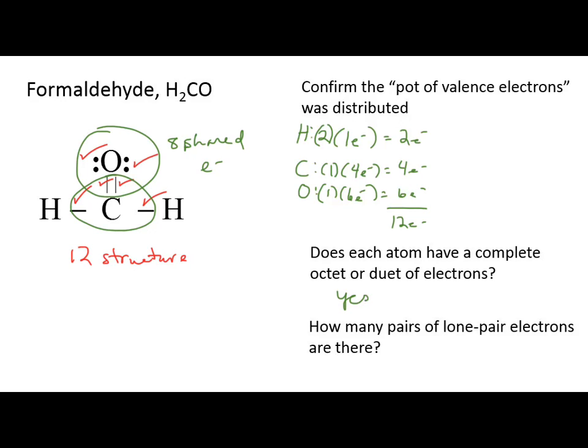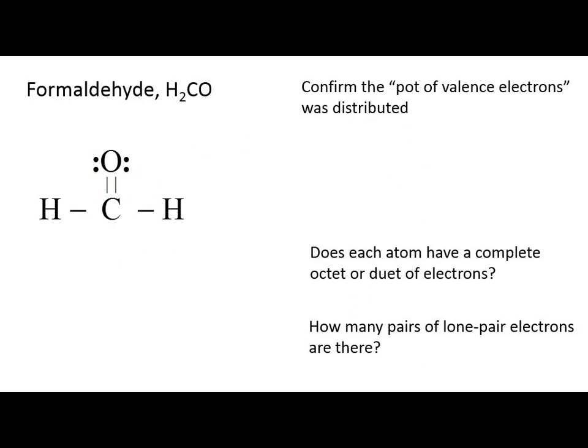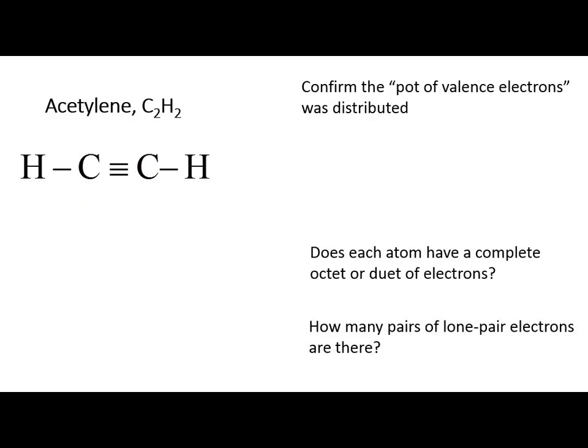And fingers, please. How many pairs of lone pair electrons are there now? 2. All right. Un mas. Ah, triple bond. Oh, yes. Okay, so you'll need 4 atoms to join together this way.